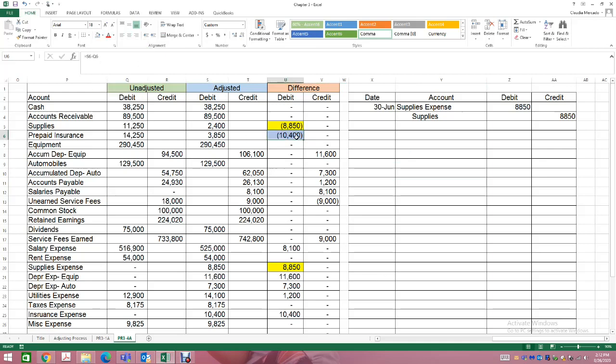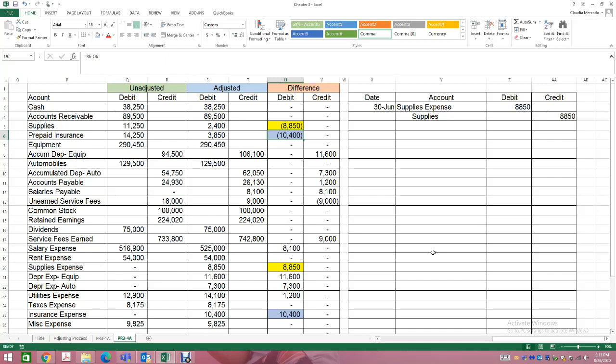Okay. Now I'm going to look for an offset. There always has to be an offset. And in this case, we have an account called, and I misspelled it, insurance expense. Okay. So what happens with insurance? In businesses, usually we prepay a whole year in advance. Okay. So we set up a prepaid, which is an asset account. Okay, as we use up the insurance, we expense the portion that has been used.